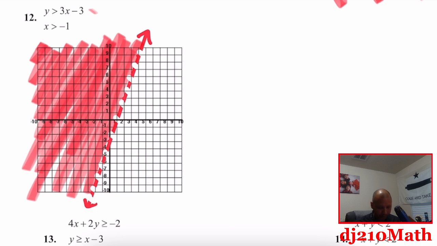X greater than negative 1. So this is a dotted line as well. Vertical line through negative 1. So dotted, vertical through negative 1. And we want x larger than negative 1, all the numbers larger than negative 1. So this is going to be to the right.